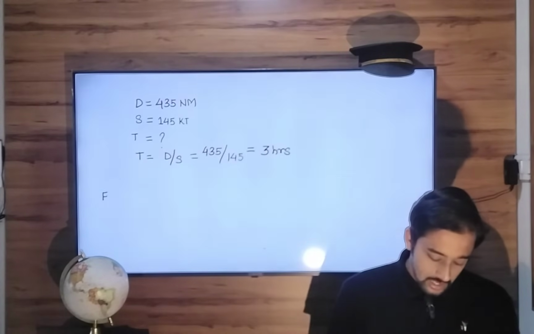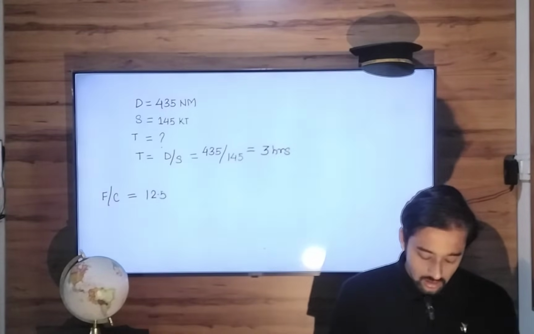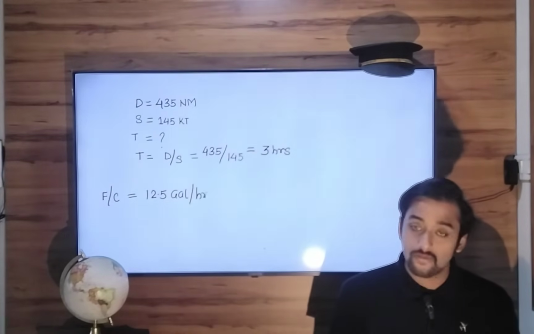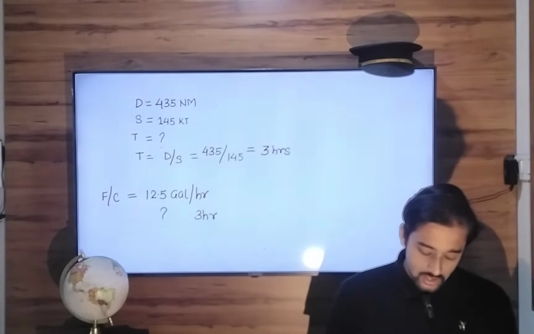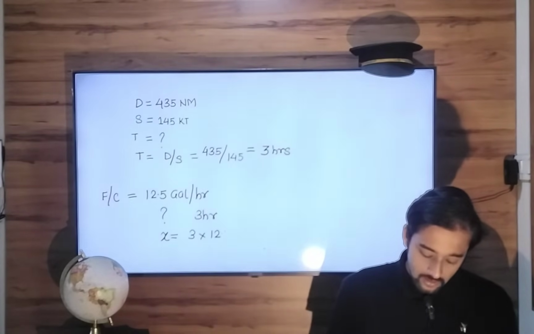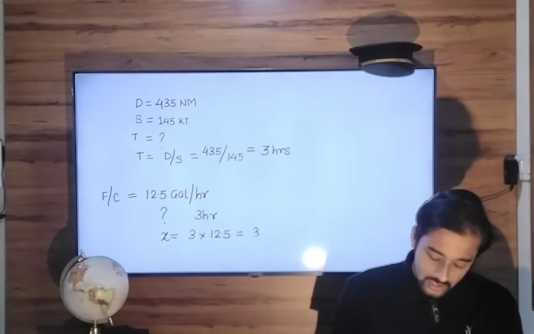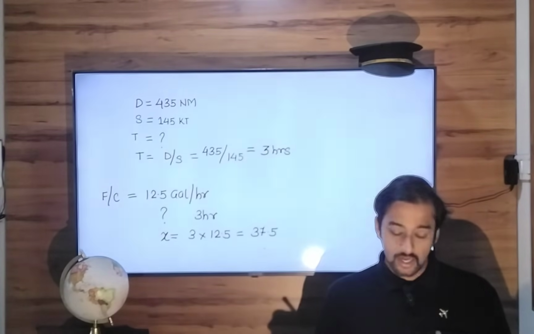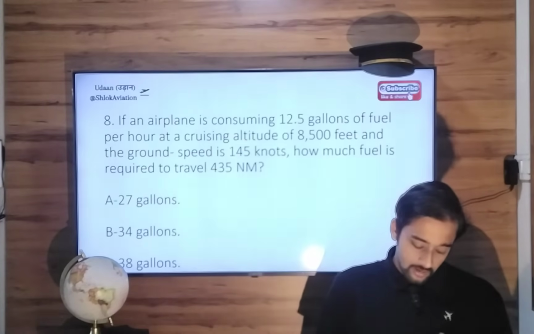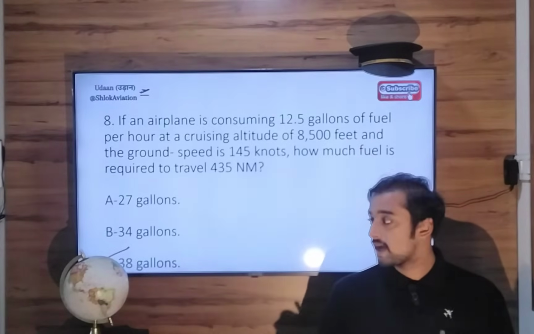Now fuel consumption rate is 12.5 gallons per hour. So for 3 hours it will be how much? So cross multiply, x will be equal to 3 into 12.5, which is equal to 37.5 gallons. So to travel a distance of 435 nautical miles in 3 hours, you need 37.5 gallons of fuel. So the closest option is option C, 38 gallons.